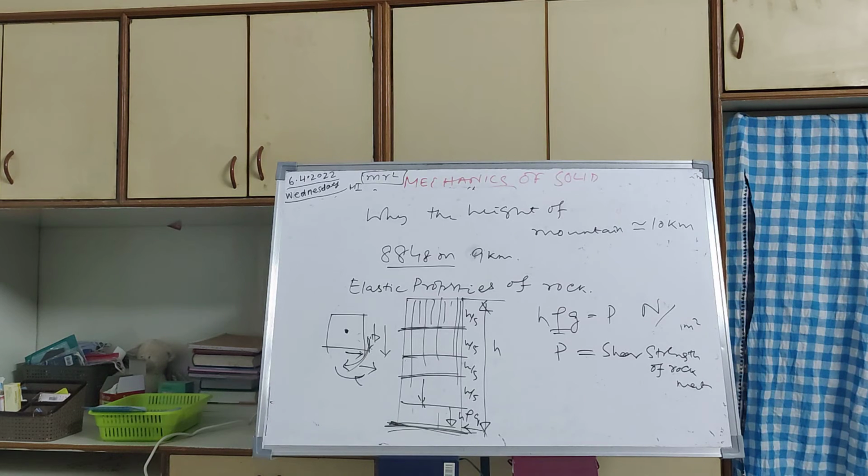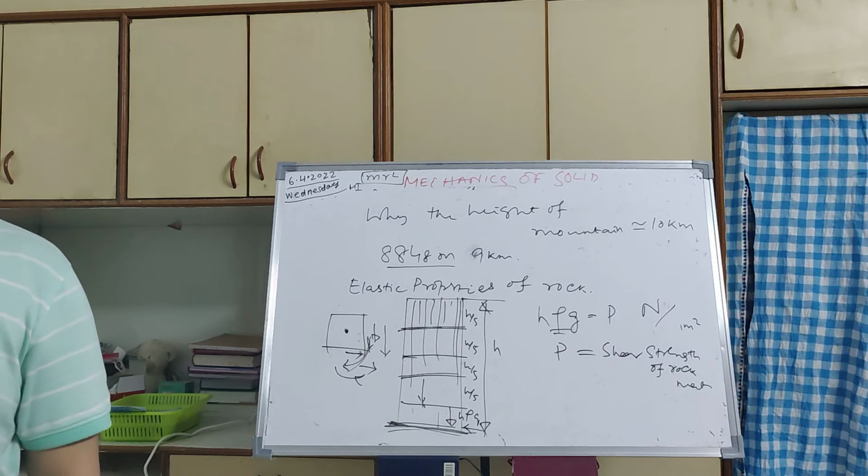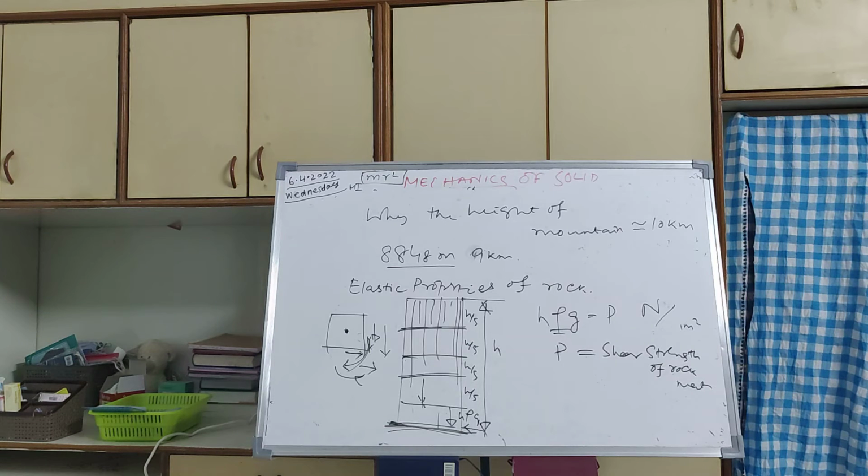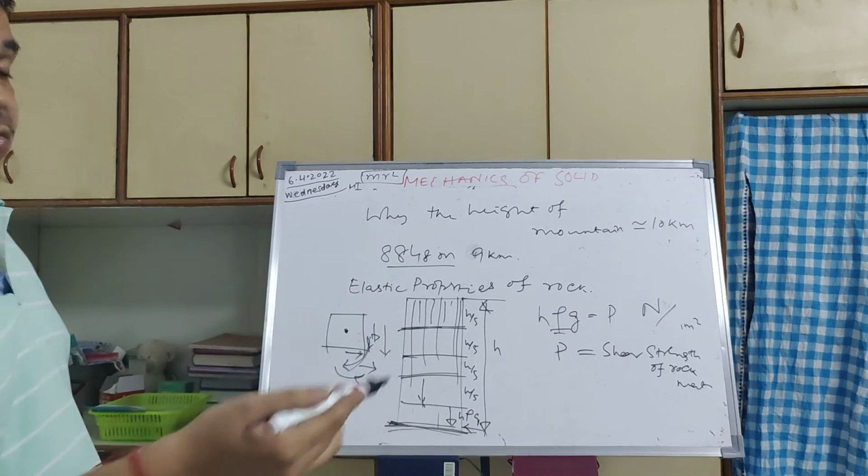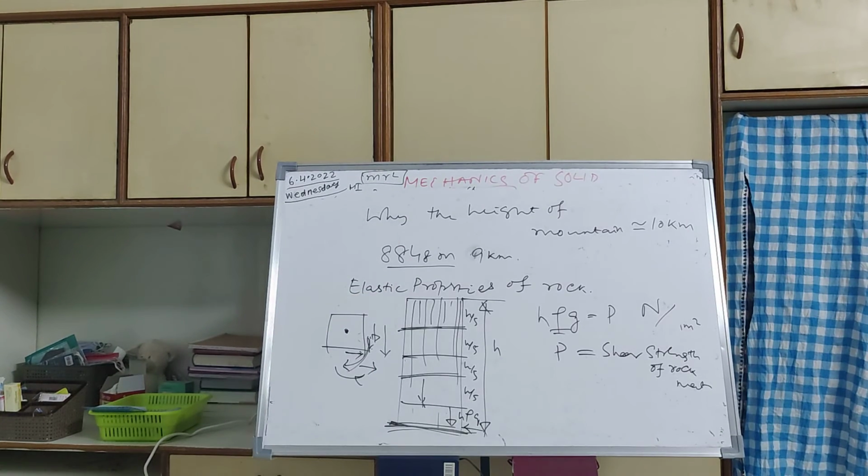Rock is very good in compression. So we should not compare with the higher value. We should always compare with the lower value. So this H rho g we are comparing with the shear strength of the rock. Shear strength of the rock is very low, much less than that of the compression.